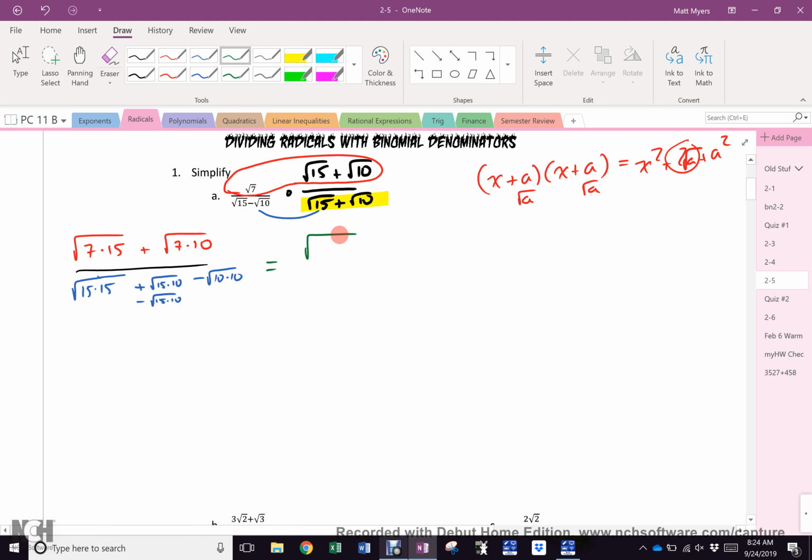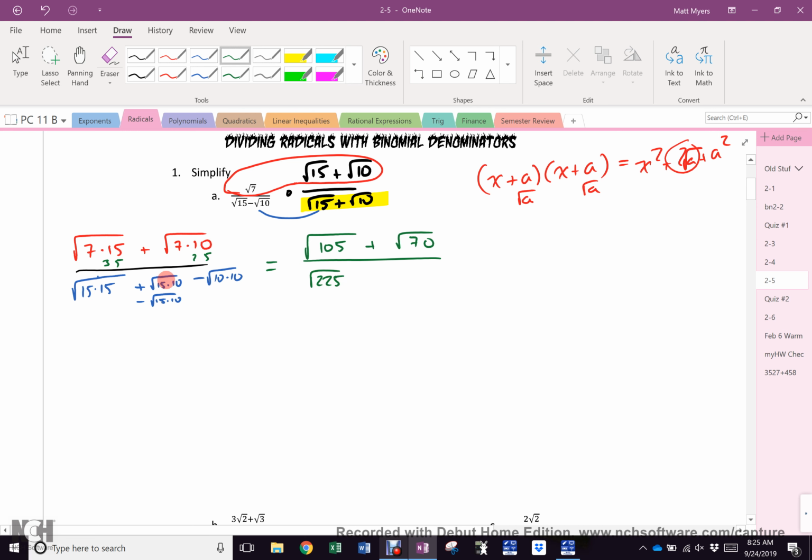Now, stop for a second. You know we're going to need to simplify, yes? So right here, I'm already partially simplified, right? What's going to happen to that 15? 3 and 5. Any pairs? So that's not going to change, is it? So I'm stuck with root 105. Plus, what's going to happen to this 10? 2 and 5. Any pairs? So I'm sticking with root 70 over the square root of 225 gone minus the square root of 100.